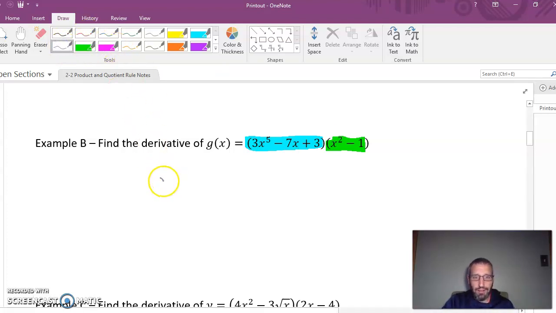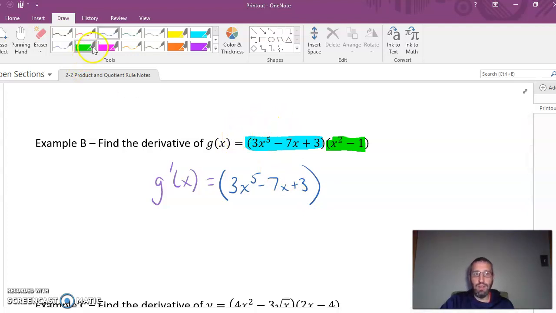All right, let's try it. Let's go purple, why not? g prime of x equals, right, prime. Okay, 1 d2 plus 2 d1. 1 is just copying. 3x to the 5th minus 7x plus 3. Copy.